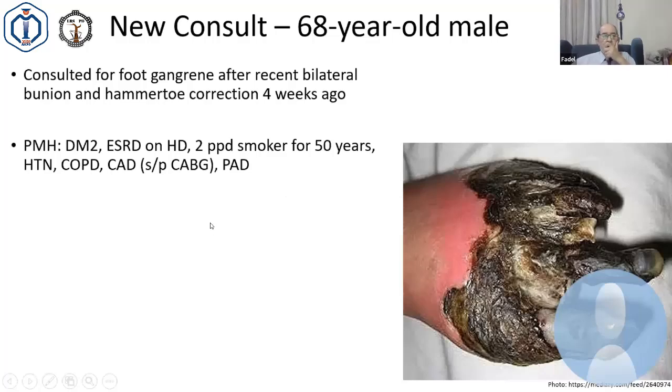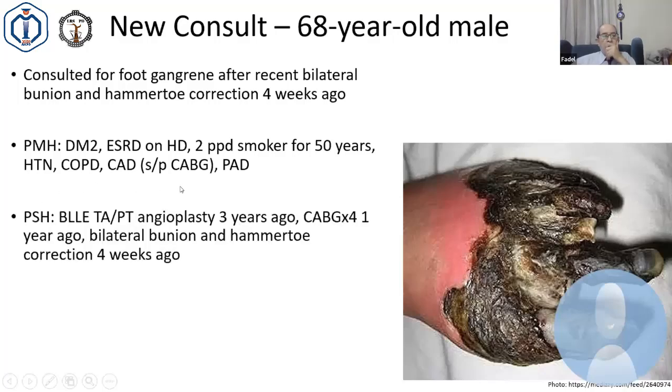They have a past medical history of type 2 diabetes, end-stage renal disease on dialysis. They're a 2-pack-a-day smoker for 50 years, hypertension, COPD, CAD, status post-CABG, and peripheral arterial disease. They have a past surgical history of bilateral lower extremity tibialis anterior and posterior tibial angioplasty approximately 3 years ago, a CABG 1 year ago, and then their bilateral bunion and hammer toe correction a month ago.